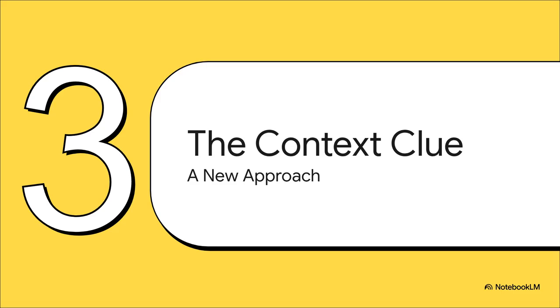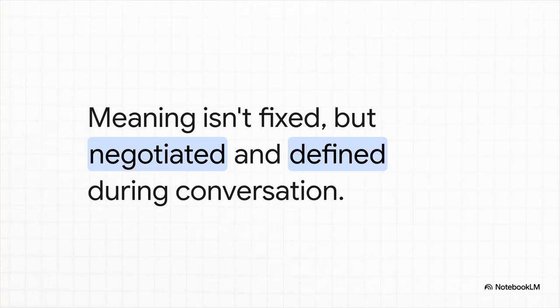Well, if logic can't nail it down, maybe we're just using the wrong tool for the job. So for Section 3, let's look at a different approach, the context clue. What if we just embrace the context instead of fighting it? This brings us to a framework called dynamic semantics. And this idea kind of flips our whole understanding of meaning on its head. It says that the meaning of a word like many isn't some fixed thing you look up in a dictionary. Nope. It's something we actually negotiate and define during a conversation. The word doesn't have a meaning, we give it one as we go.